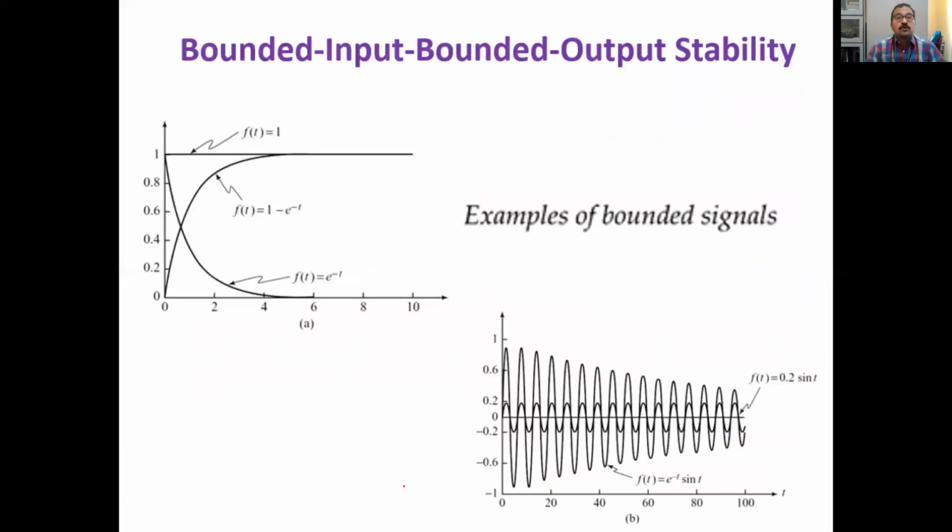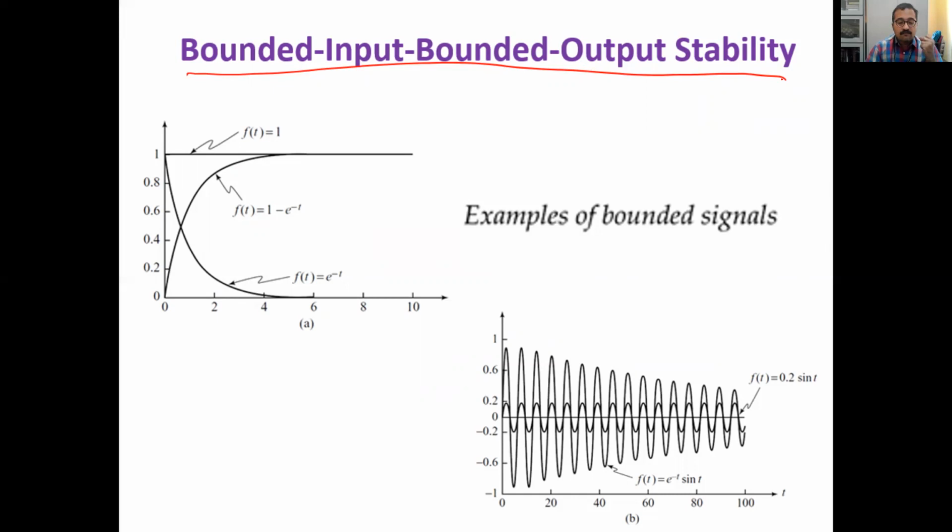Now, you see the transient part, or the impulse response or the natural response, is a part of the total response. It is always difficult to split the total response into the natural response and the forced response. So there is another notion of stability, and that is called BIBO stability, or bounded input, bounded output stability.